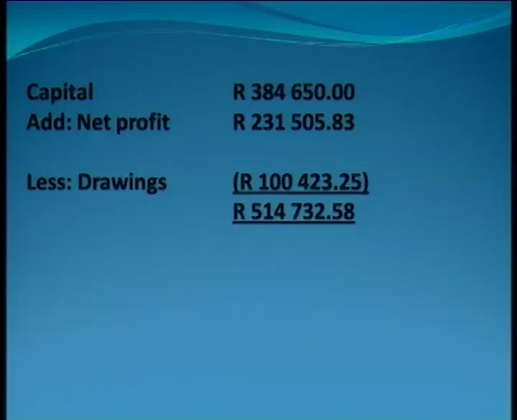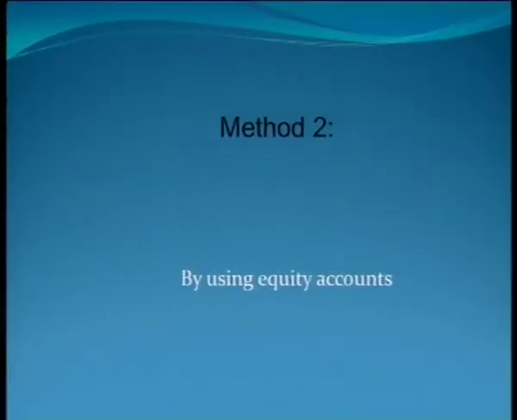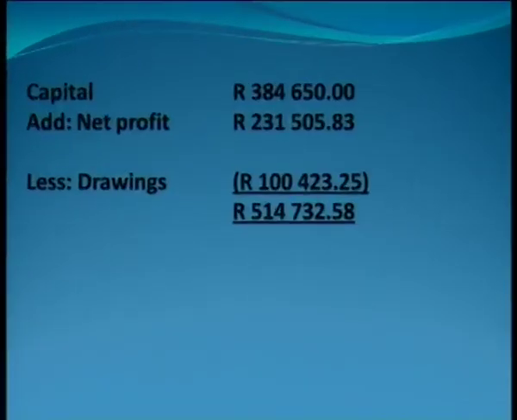So when you are using the two different methods, ensure that they balance. The first owner's equity amount that you get using the accounting equation must also balance with the accounts method. If they don't balance, then you need to know that your owner's equity calculation is wrong. So with the equity accounts method, which is method number 2, we'll use our capital. The capital as at 1st February 2007 was 384,650 Namibian dollars.